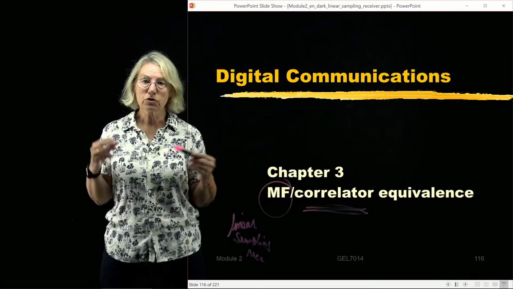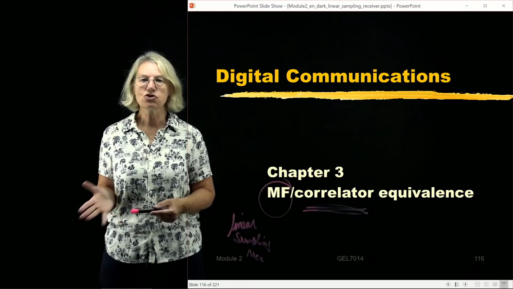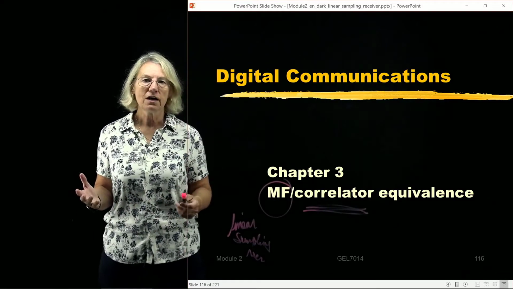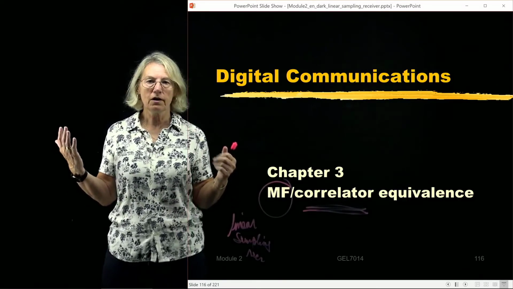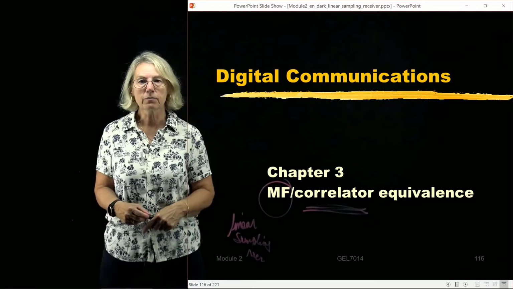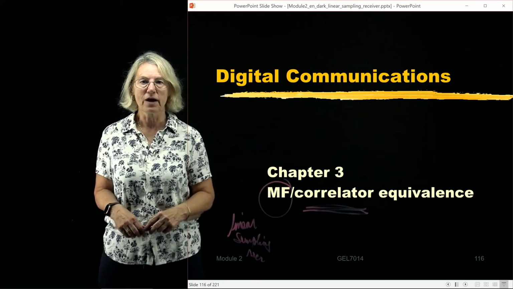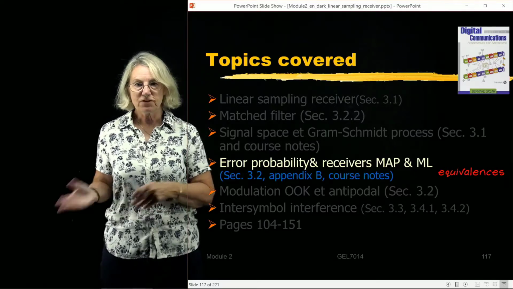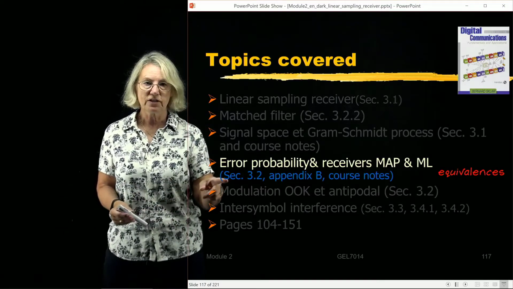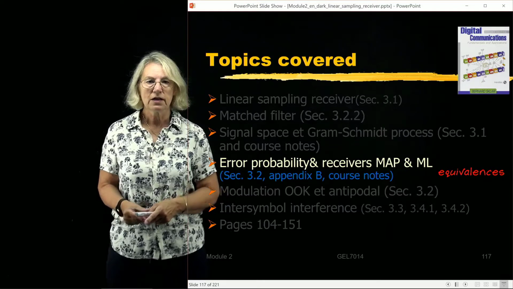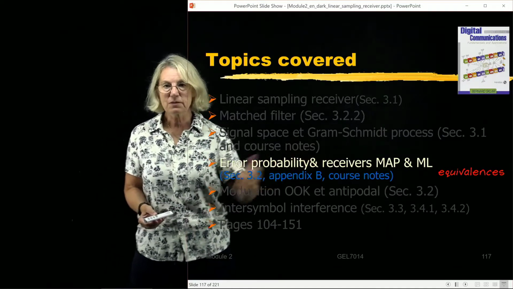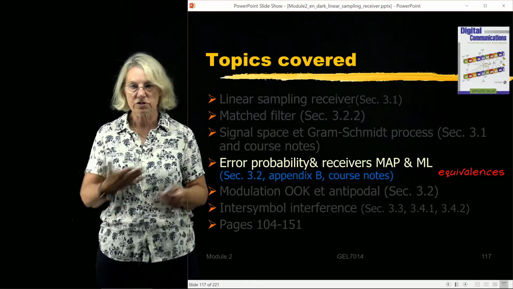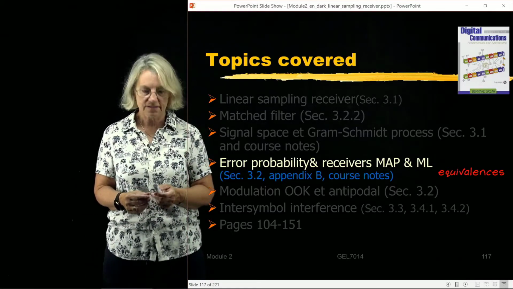And then what we're going to show you now is that mathematically these two give exactly the same results, which it should, because they're both applying the same optimality criteria, but just using a different set of mathematics to arrive at that conclusion. So the equivalence of the match filter and the correlator is also covered in section 3.2. It's covered in Appendix B, which gives some of the math for the MAP and maximum likelihood, and in the course notes, of course, we discuss this equivalence.